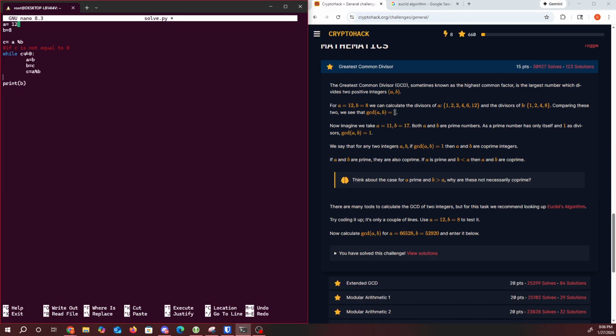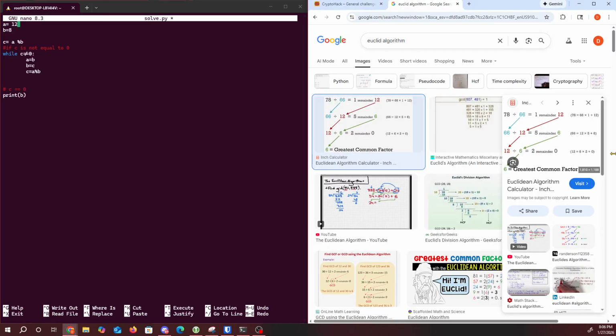But in this case, this happens outside the while loop. So this basically means that c is equal to 0. And in that case, we're printing out the b value, because if you look right here, once the remainder is 0, which is our c value, we want to print out the second number, which is b, in this case this right here.